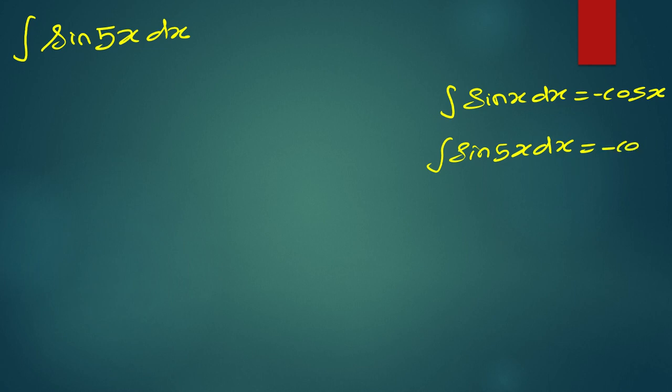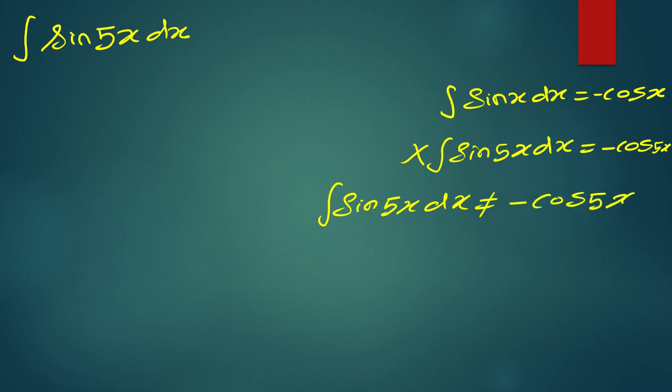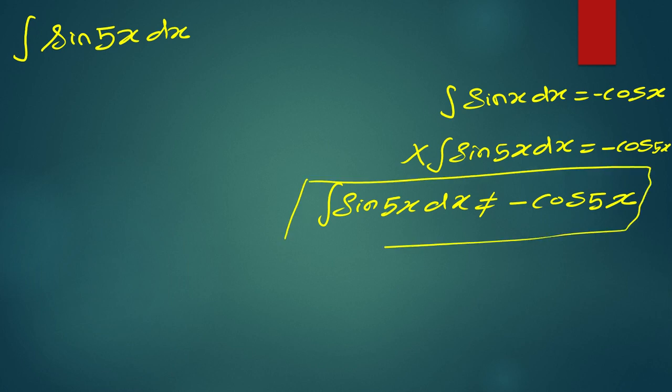But this will be totally wrong. Why will it be wrong? Suppose I'm in your class and I ask you why the integral of sine 5x is not equal to minus cos 5x, how will you prove me wrong? You must know this reason also, only then will you understand the correct things.